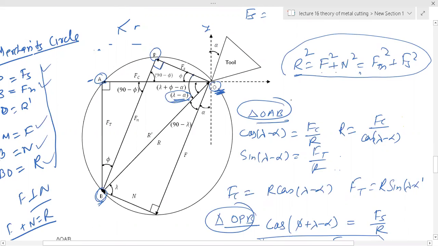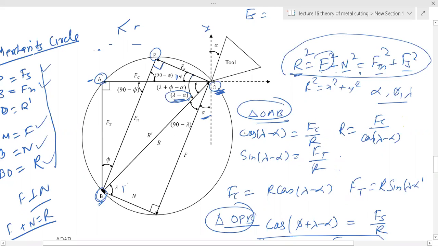So again, I said it is in a circle where R is equal to x square plus y square. So the tip of F, Fn, and Fs all will be on the circle of radius R. Then these angles we understood, this angle, this angle. So three angles we understood, that is alpha, phi, and lambda. Then other angles from the geometry, we got other angles, right?